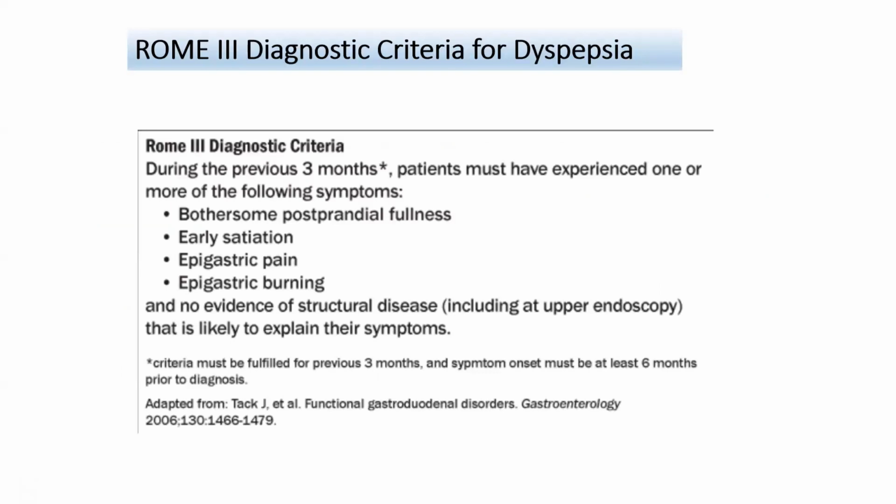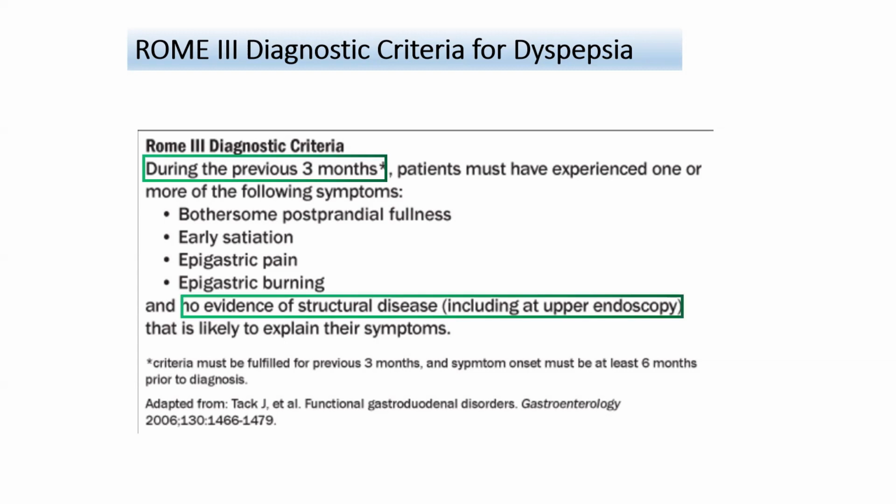And what is the ROME III criteria for dyspepsia? This helps us name the disease dyspepsia when, during the previous 3 months, the patient has no structural disease, like the upper endoscopy is normal, and has bothersome postprandial fullness, meaning after eating only some food he says he is full, and early satiation, that is also fullness after eating some food. Epigastric pain may be present, and epigastric burning could be present in that patient, and that is the diagnostic criteria for dyspepsia, named the ROME III criteria.